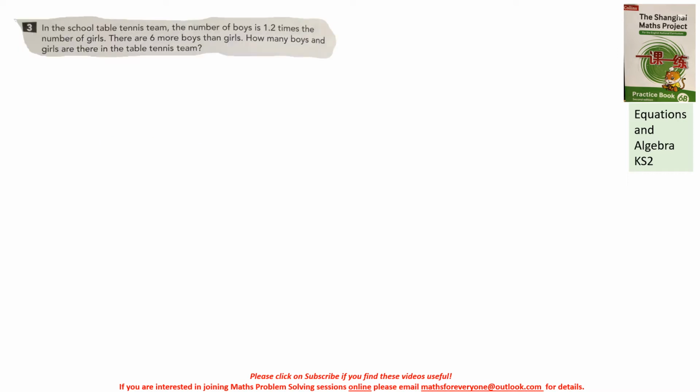The next one is: in a school table tennis team, the number of boys is 1.2 times the number of girls. There are 6 more boys than girls. How many boys and girls are there in the table tennis team? So we have to assume one of these is x. You can do either way, and you have to form an equation because the number of boys is 1.2 times the number of girls. So it's 1.2x.